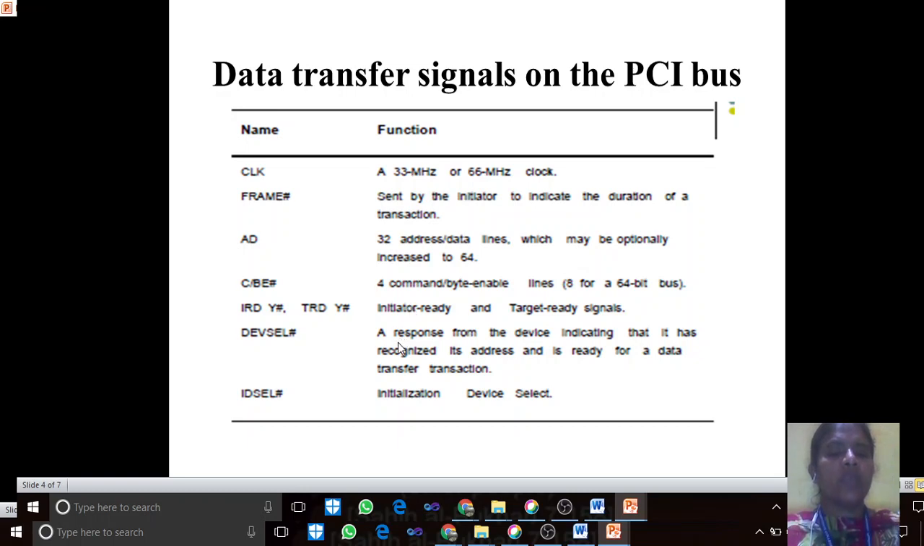DEVSEL#, a response from the device indicating that it has recognized the address placed by the master, the initiator, and is ready for the data transfer transaction. IDSEL means initialization device select.